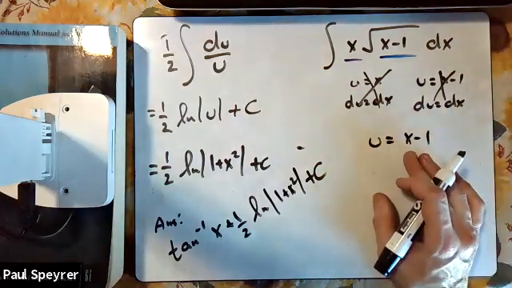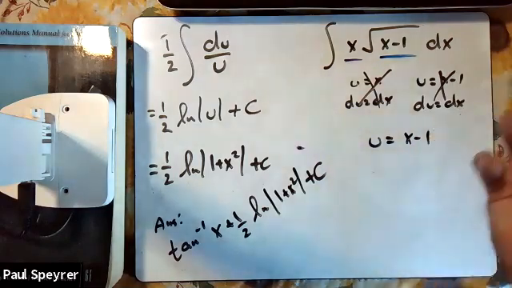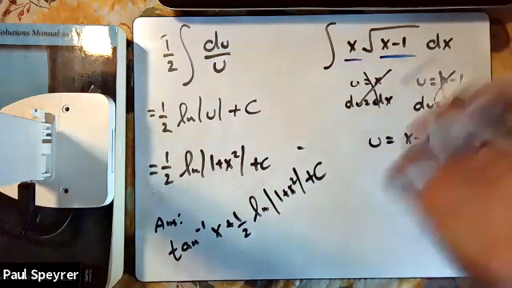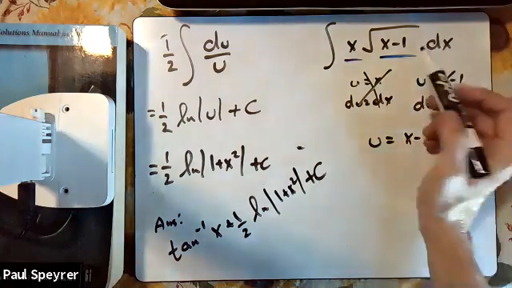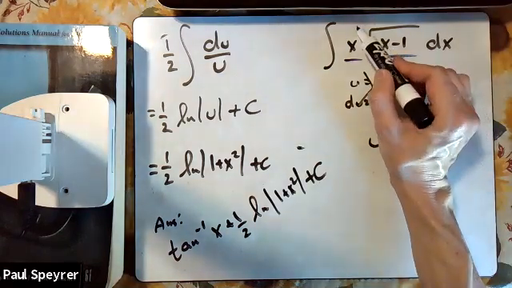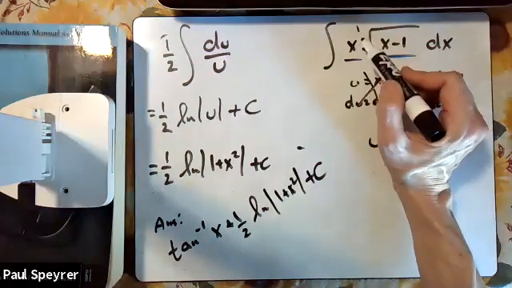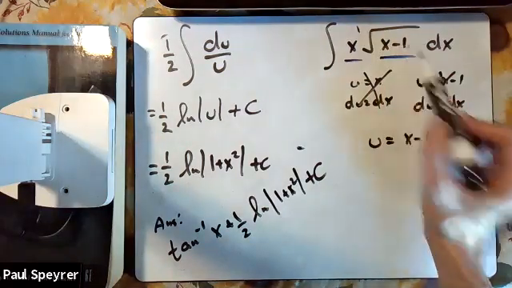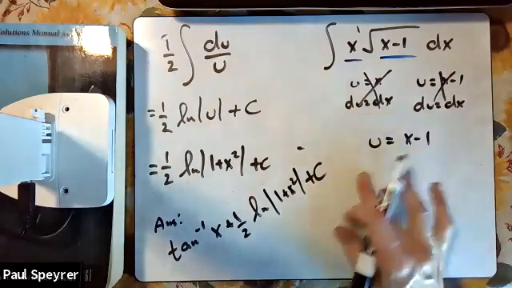Basically, the u in this case was the part under the root, the trickier component to deal with. I say trickier because roots are more difficult to deal with than algebraic expressions, like x to the first, and there's also more terms under here. So why did I do that?